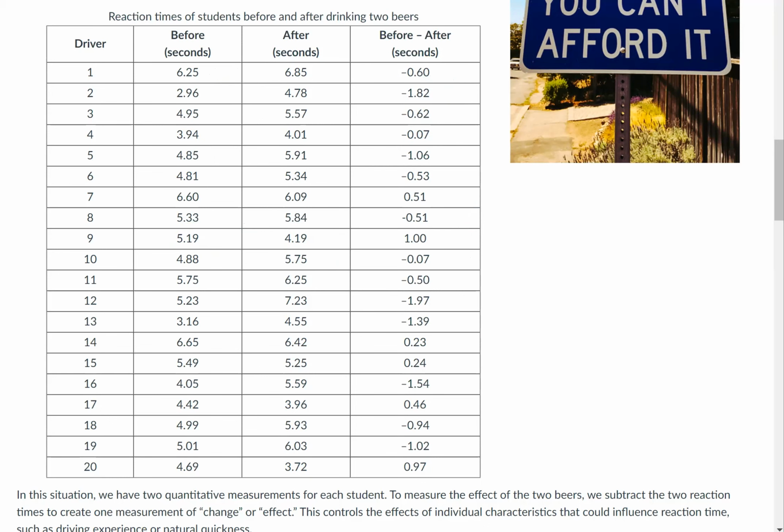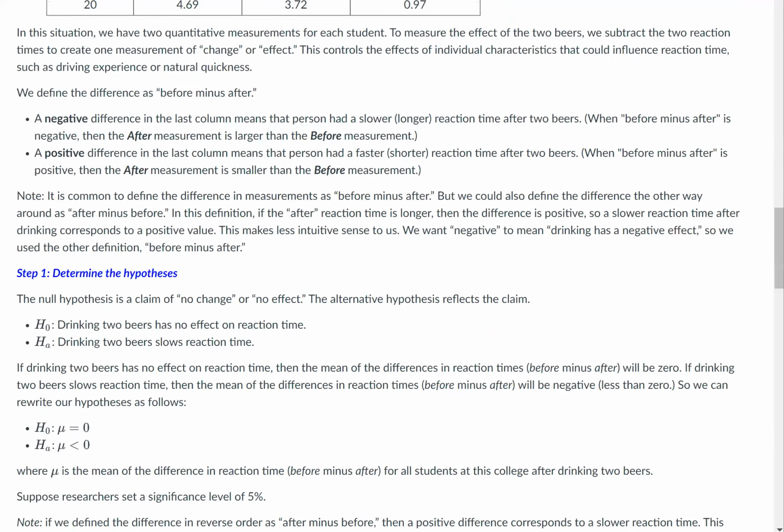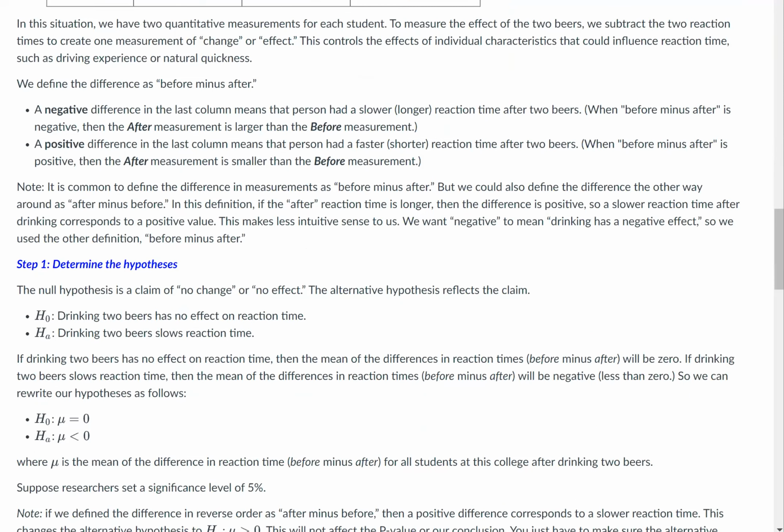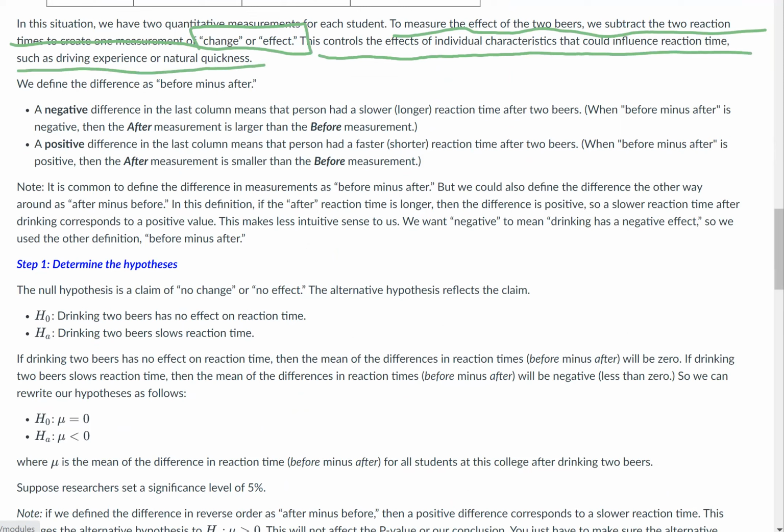Okay, now let's look at the analysis here. In this situation, we have 2 quantitative measurements for each student. To measure the effect of the 2 beers, we subtract the 2 reaction times to create one measurement of change or effect, like the 0.6 seconds we saw. This controls the effect of individual characteristics that could influence reaction time, such as driving experience or natural quickness. We define the difference as before minus after. A negative difference in the last column means that the person has a slower or longer reaction time after 2 beers.